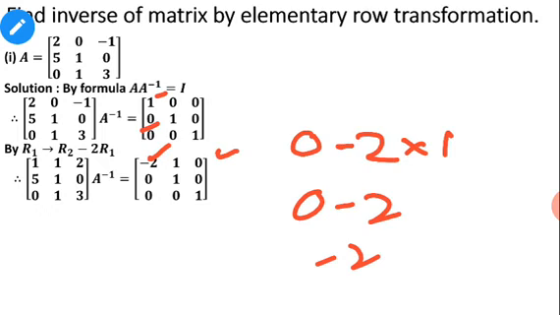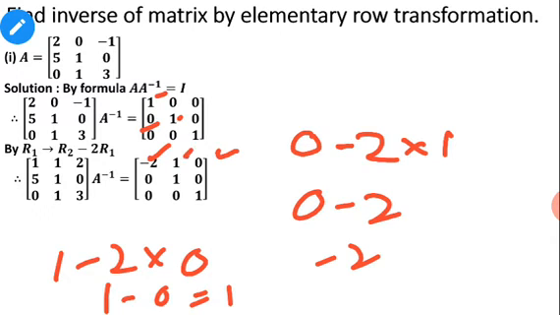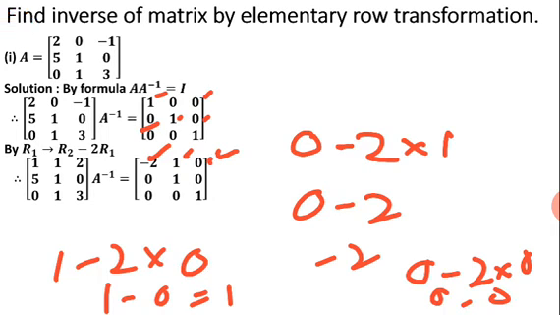Same way if you do on the second element, so R2 का second element is here 1 minus 2 into 0. So that is 1 minus 0. That's why it is coming 1. So here it is 1. R3 same third element के लिए करें, तो third element R2 is here 0 minus 2 into 0. So that's why 0 minus 0 it is going to be 0.